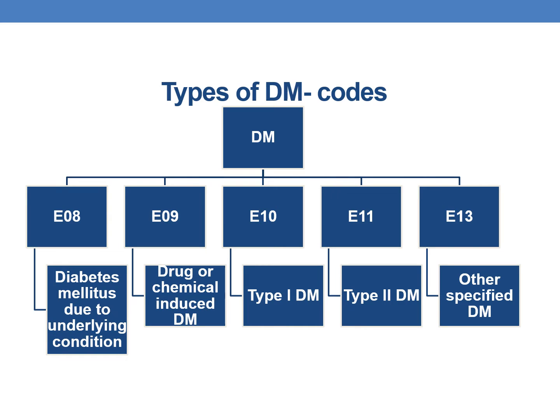Now, coming to types of DM codes, the E08 series deals with diabetes mellitus due to underlying condition. Whenever coding E08, first you need to code the underlying condition as principal diagnosis. After that, you need to assign the diabetes mellitus due to underlying condition code, which comes under category E08. The next is E09, which deals with drug or chemical induced diabetes mellitus. The next is E10, which deals with type 1 diabetes mellitus. Next is E11, which deals with type 2 diabetes mellitus. And finally E13, which deals with other specified diabetes mellitus.